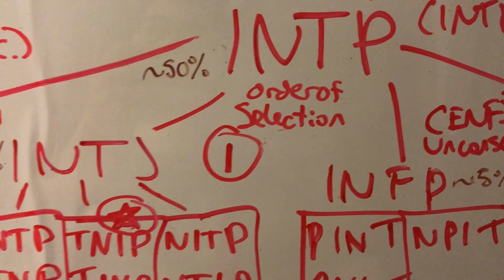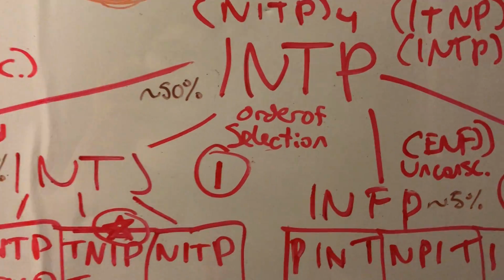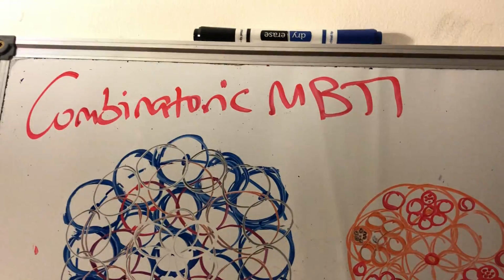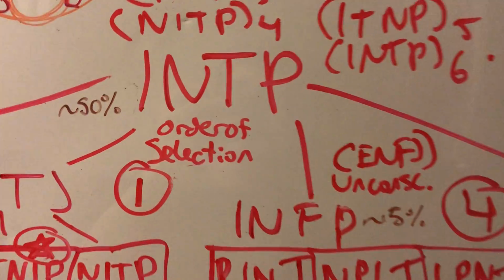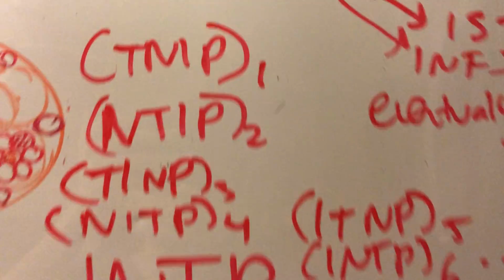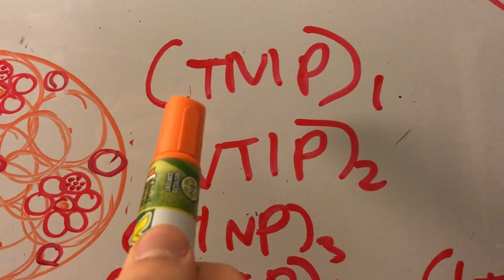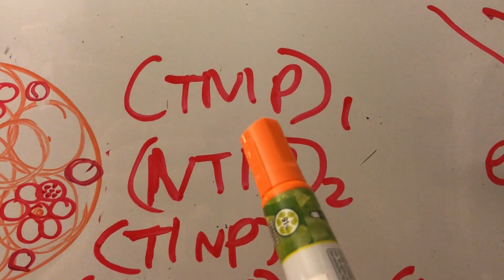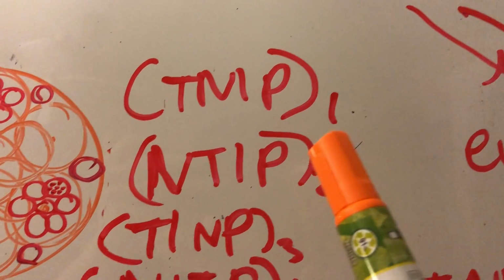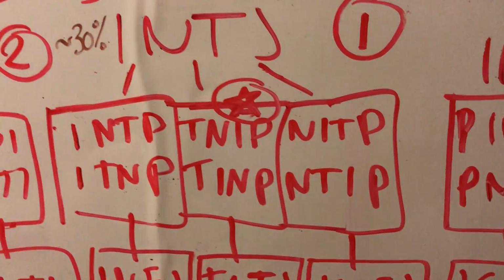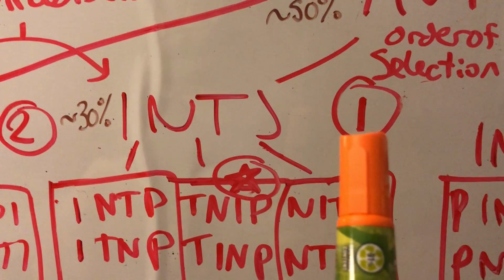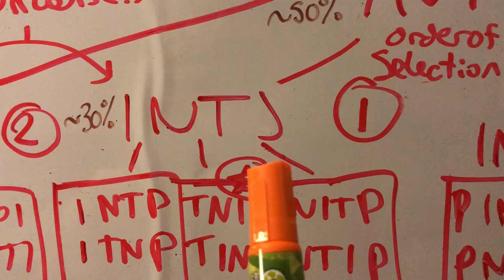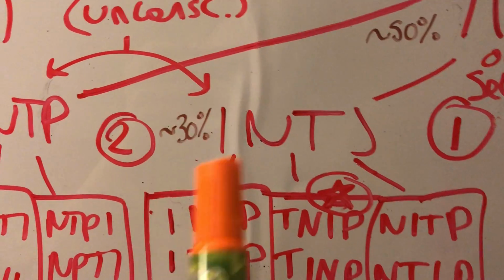And I'm going to talk about a revision I made of the ideas called combinatoric MBTI. My primary type is INTP, but I have an order of preference of these typologies. I prefer thinking over intuition, over introversion, over prospection, which means I don't really value prospection very much, which means my first subtype is going to be INTJ. So maybe I'm like this 30% of the time.